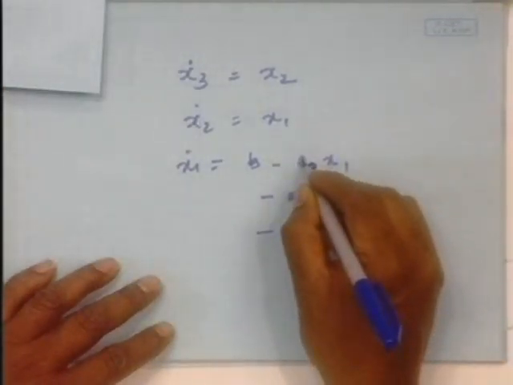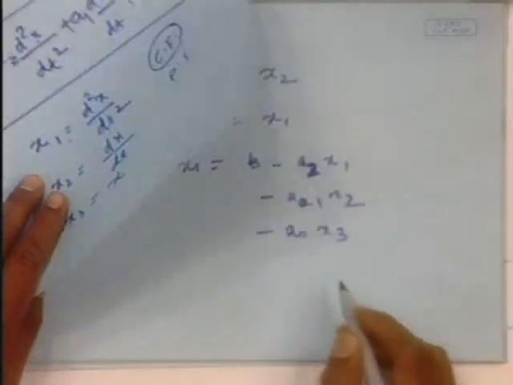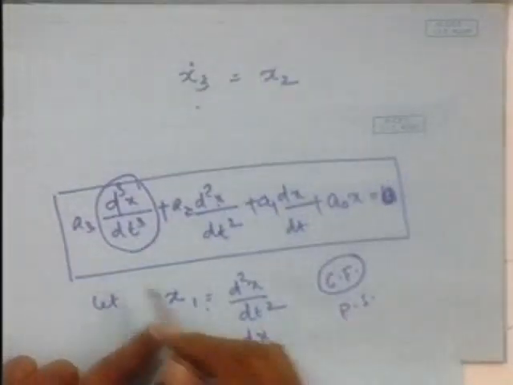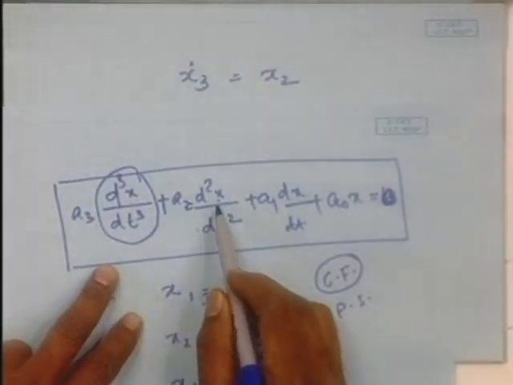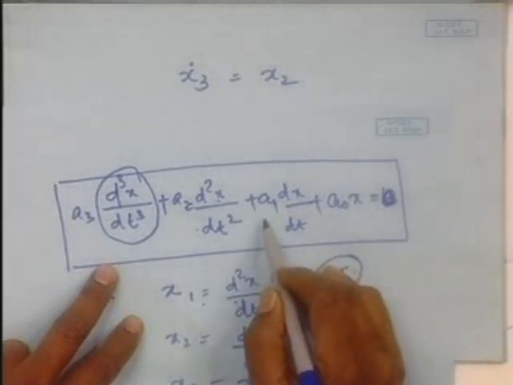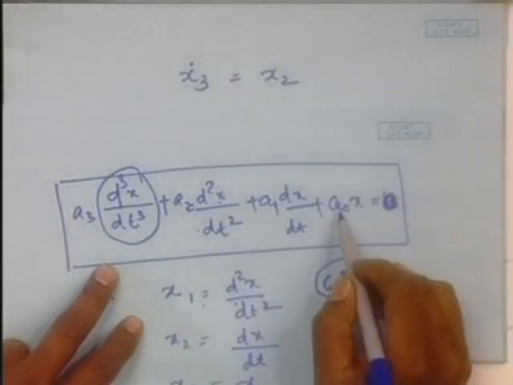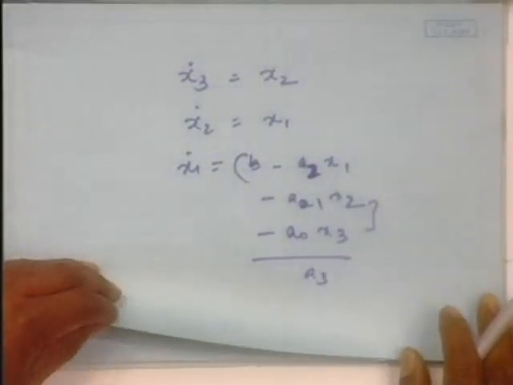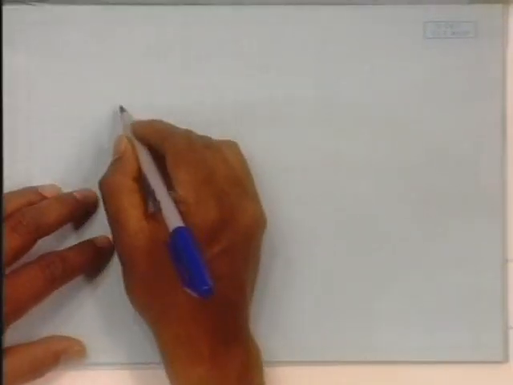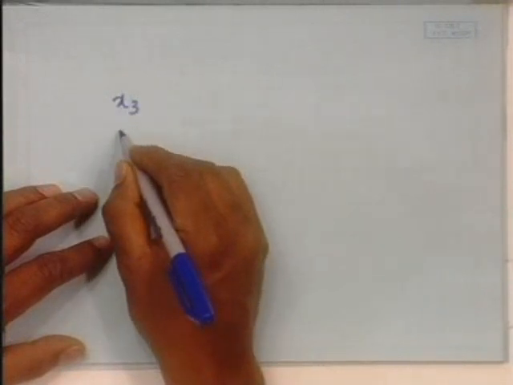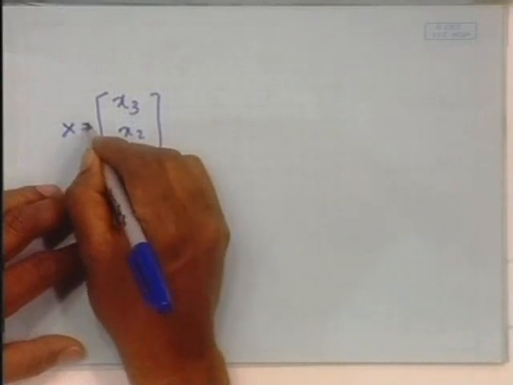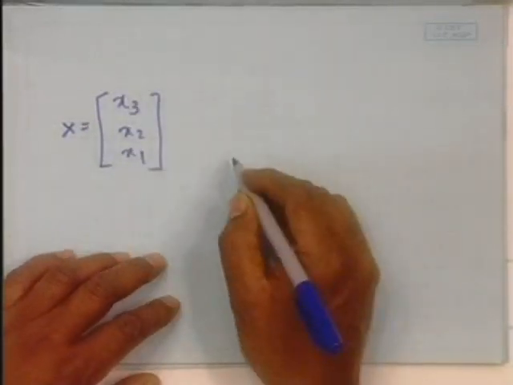So minus a2 into x1, as you can see, is it not, and the whole divided by a3. So you will find this will become minus a2 by a3 into x1 minus a1 by a3 into x2 minus a0 by a3 into x3. So if you write this whole thing in matrix form, you can see, suppose you assume x3, x2, x1 to be some matrix x, let us say this is reverse order, it could have been.